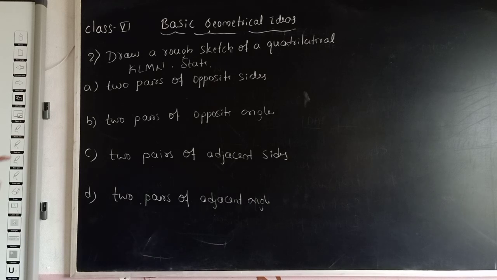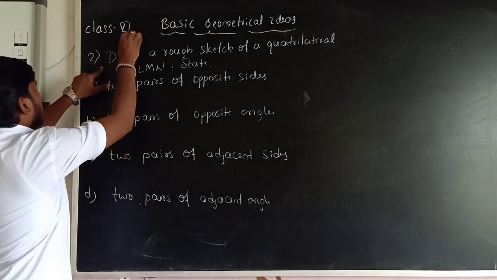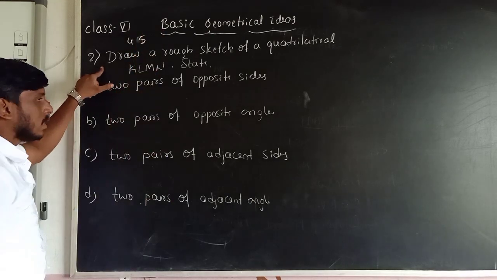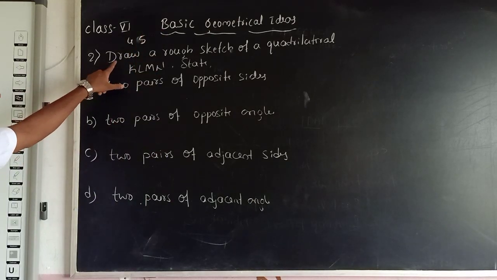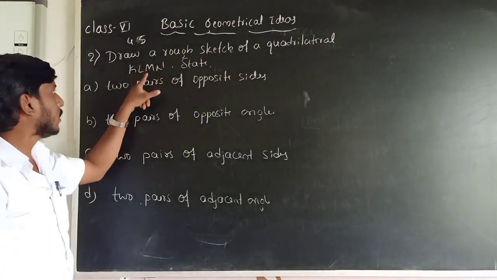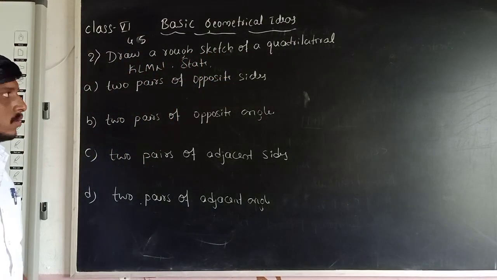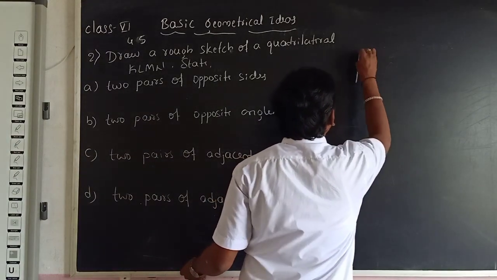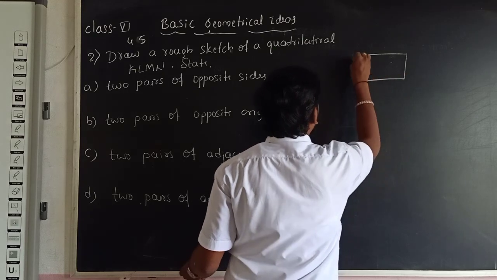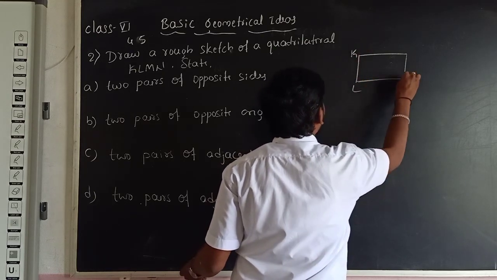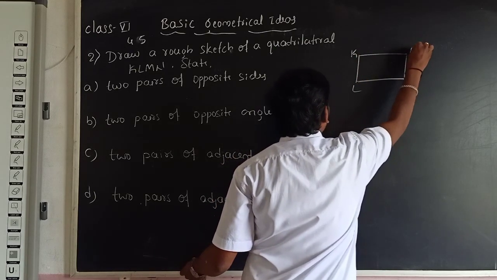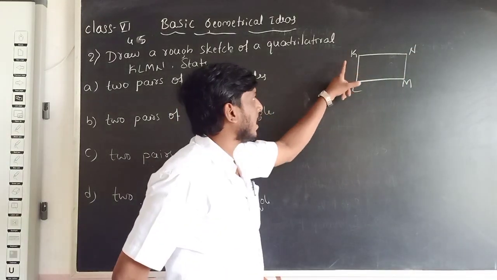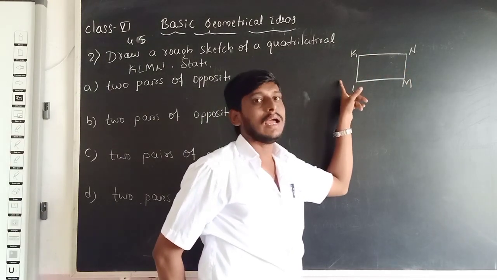So, okay students, the second question is of exercise 4.5. Draw a rough sketch of a quadrilateral KLMN. First we draw the rough sketch of a quadrilateral. Simply, we draw that. This is the quadrilateral KLMN. And one thing to remember, when you represent the vertices, you go in clockwise or anti-clockwise order.